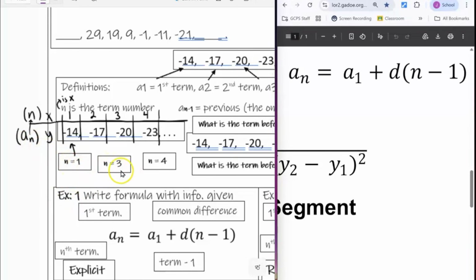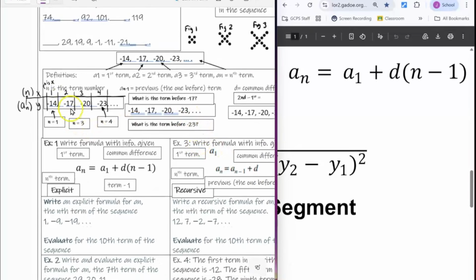Which number is when n is 3? Go ahead and draw an arrow to that. When n is 4, 1, 2, 3, 4. All right, so that's just going over what those letters mean. Now we're going to apply them.